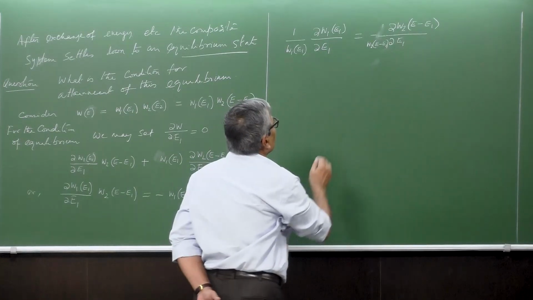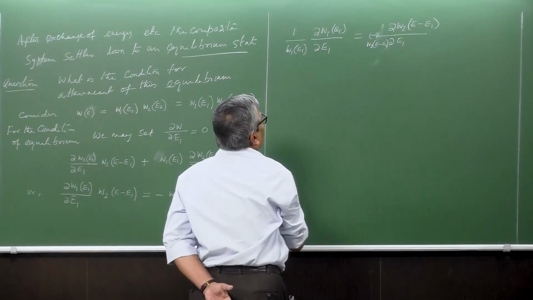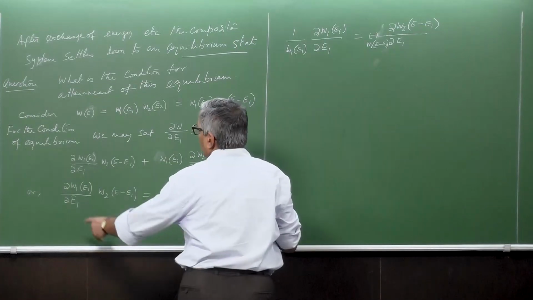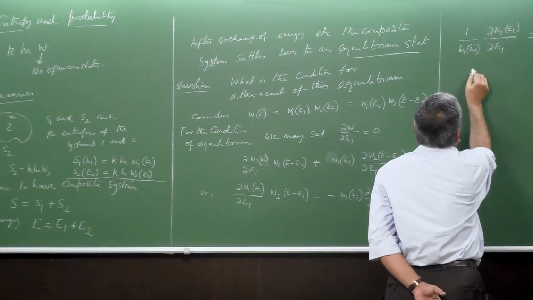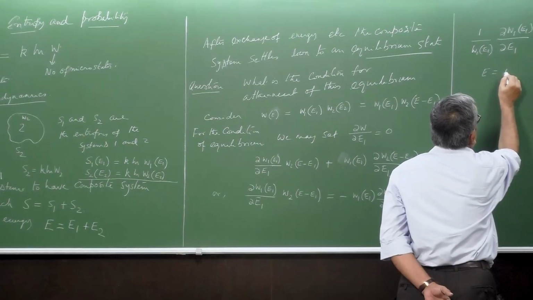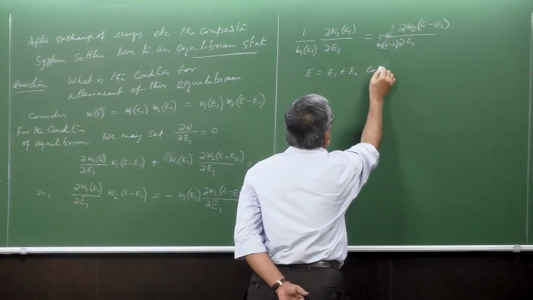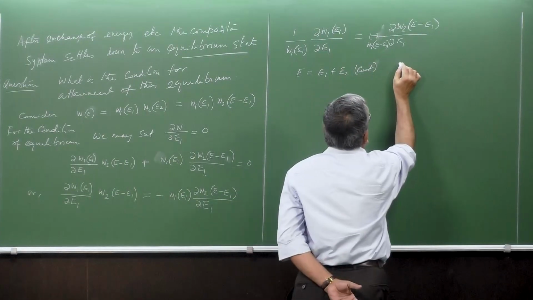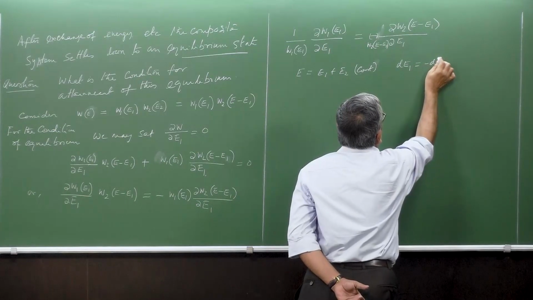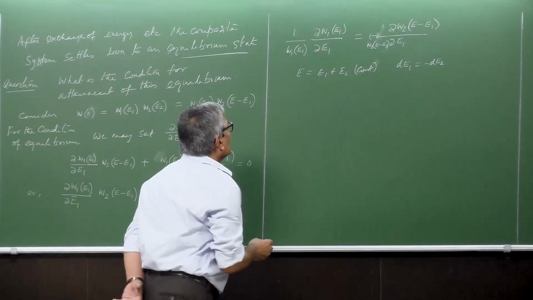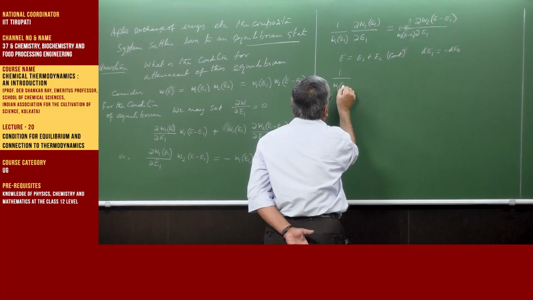So this means there is a minus sign. On this side, you may note that we have the energy conservation, that E equal to E1 plus E2, a constant. Therefore, I can write dE1 equal to minus dE2. So I rearrange it in a slightly different form.